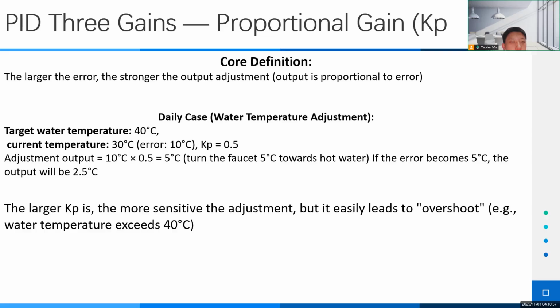But there's a catch. A bigger KP makes the system adjust faster, but it can easily cause overshoot, like if the water gets hotter than 40.